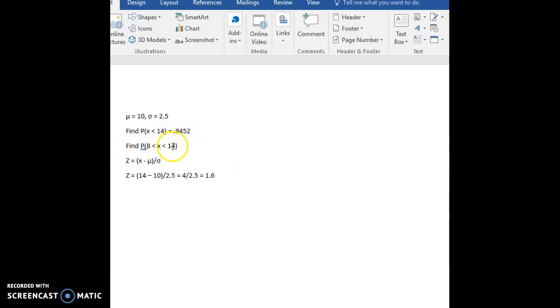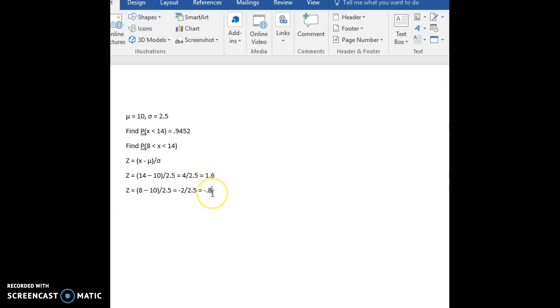All right, now for our second question, we would normally do our z-score for both 8 and 14, but we really already have the z-score for 14. So let's go ahead and compute it for 8. So z is equal to 8 minus 10 divided by the standard deviation 2.5. And 8 minus 10 gives us negative 2 over 2.5. And negative 2 divided by 2.5 is negative 0.8.